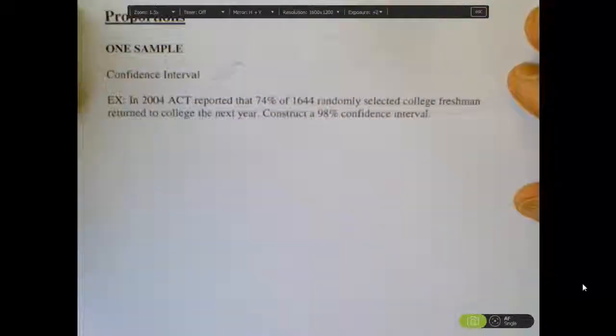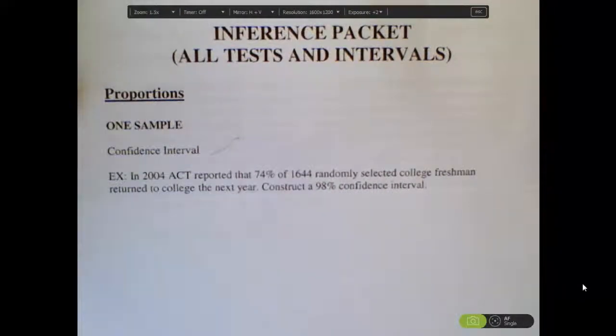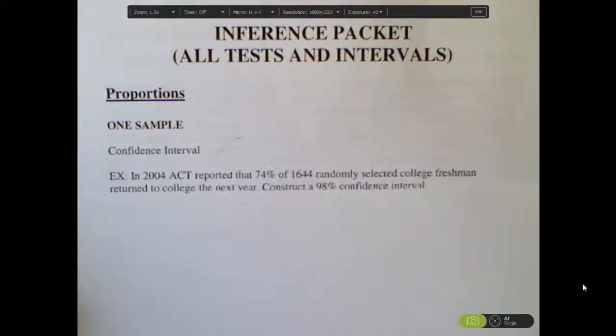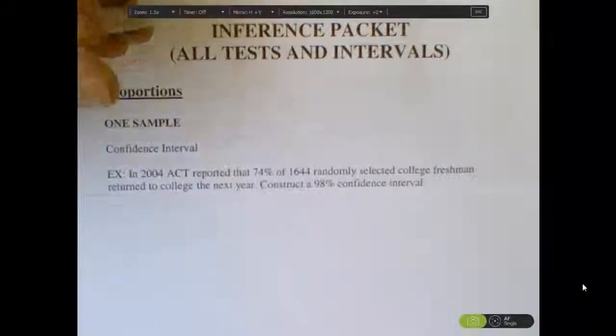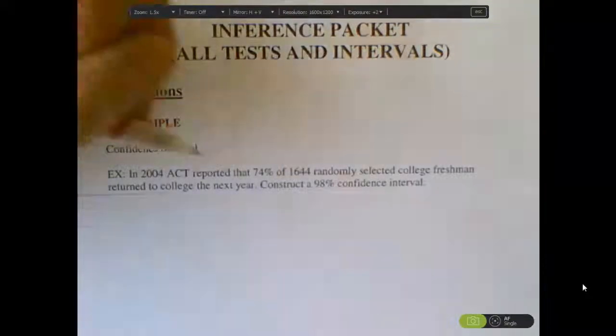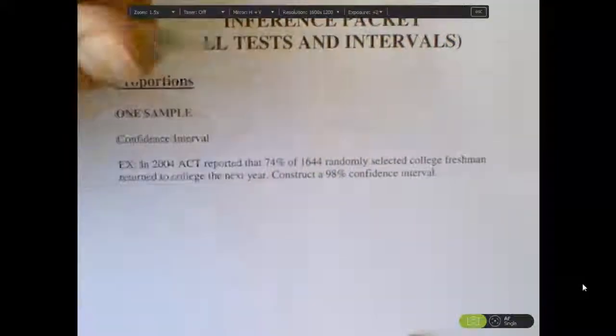In this video, I'm going to go through the inference review packet for every single test and interval you might encounter on the AP exam and just show you what conditions you need to check and what the mechanics would look like. So we're going to start with proportions. We have one sample and we're trying to construct a confidence interval.